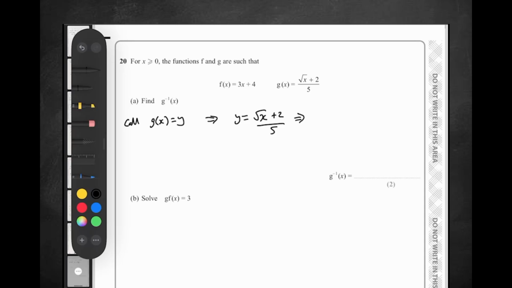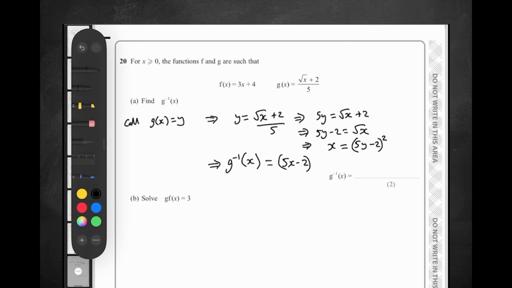Therefore, 5y equals root of x plus 2. Therefore, 5y minus 2 equals root of x. Therefore, x equals 5y minus 2 squared. But it isn't x and it isn't y. So g to minus 1 of x equals 5x minus 2, all squared. We just called it x and y to make it easier to work out. 5x minus 2 squared.